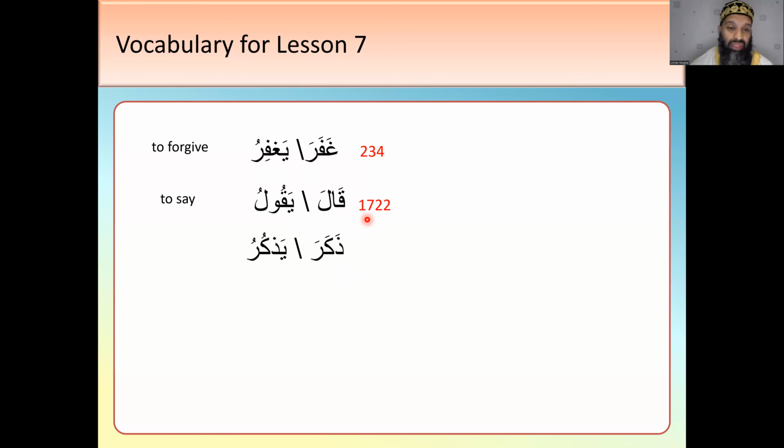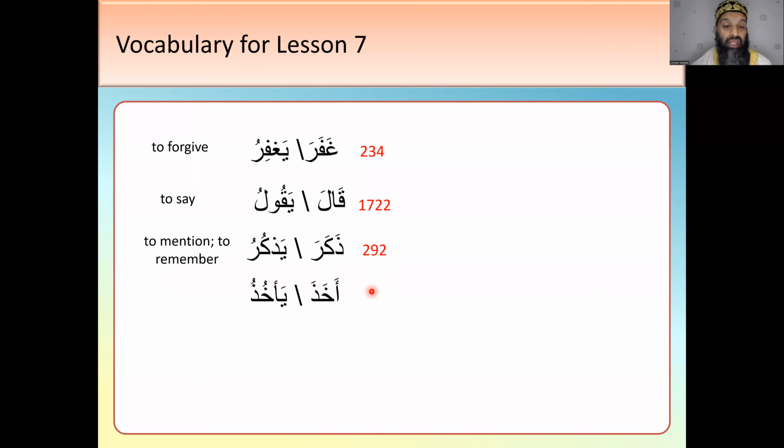ذكر يذكر. To remember. So we get dhikr from. So we get dhakir from. Right. 292. أخذ يأخذ. Excellent. Anybody else?